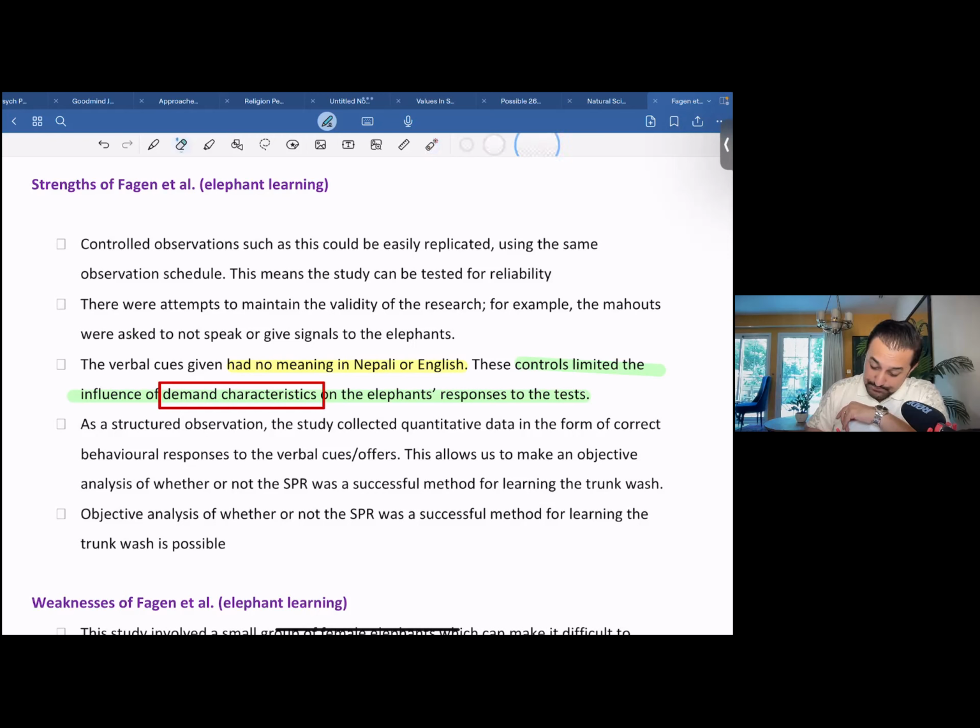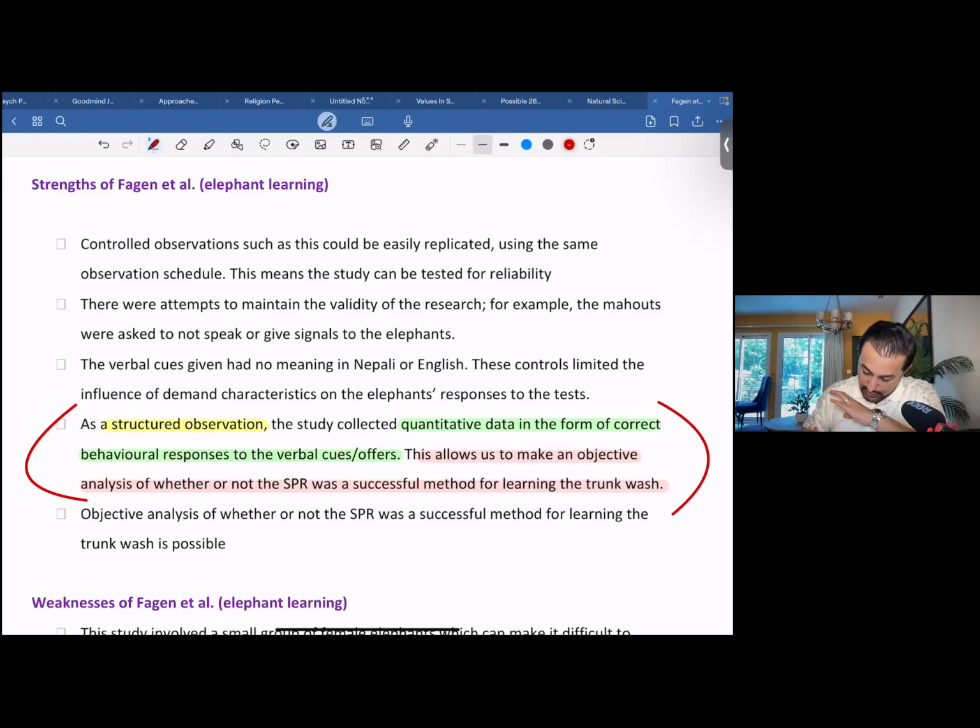The next point now, taking this ahead, if we move on to the fourth advantage, a structured observation was used. The study collected quantitative data in the form of correct behavioral responses to the verbal cues or offers. This allows us to make an objective analysis of whether or not the SPR was a successful method for learning the trunk wash. Now, a few important things from this particular point that I'd like to specify. Number one, we need to know what SPR means. SPR, my dear, over here refers to secondary positive reinforcement techniques, right?